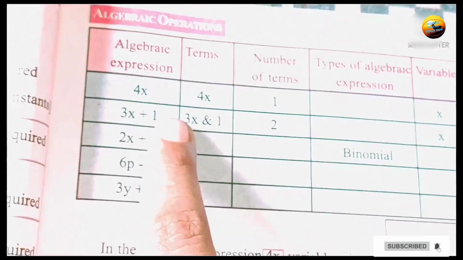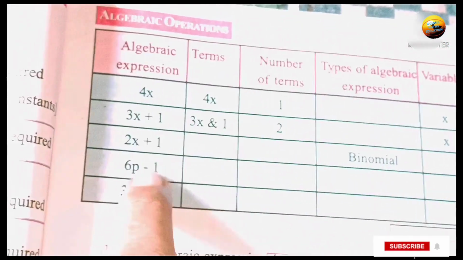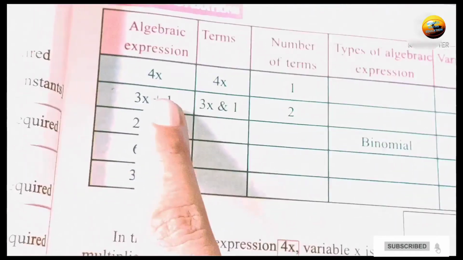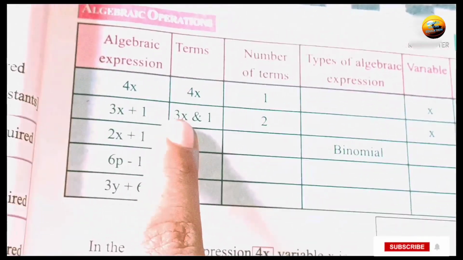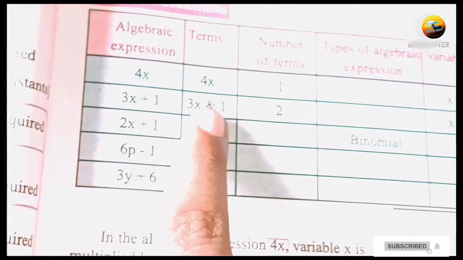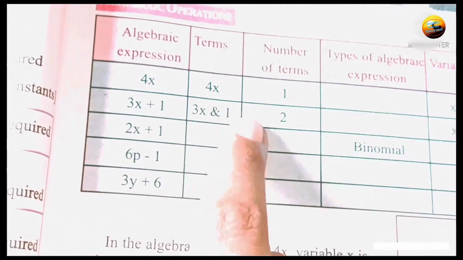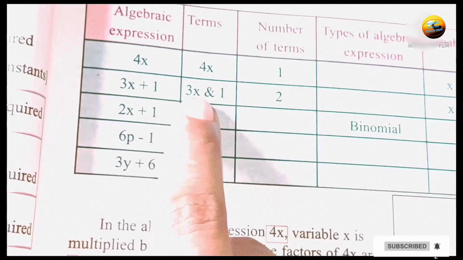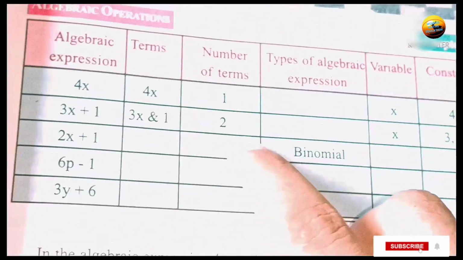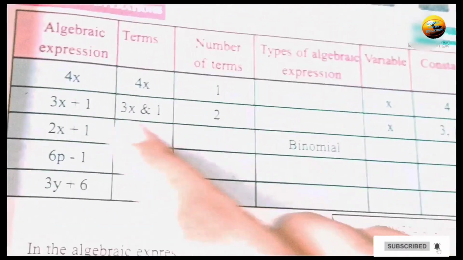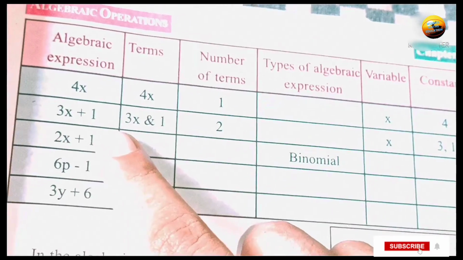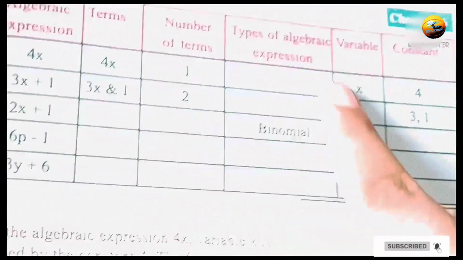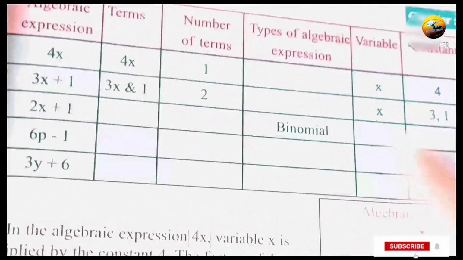And here 3x plus 1. If it were 3x minus 1, then the terms would be 3x and minus 1. If the sign is positive, then we write only 3x and 1. The number of terms, you have known that we have to count it: 3x and 1, that is 2. And the types of algebraic expression, you have learned this.